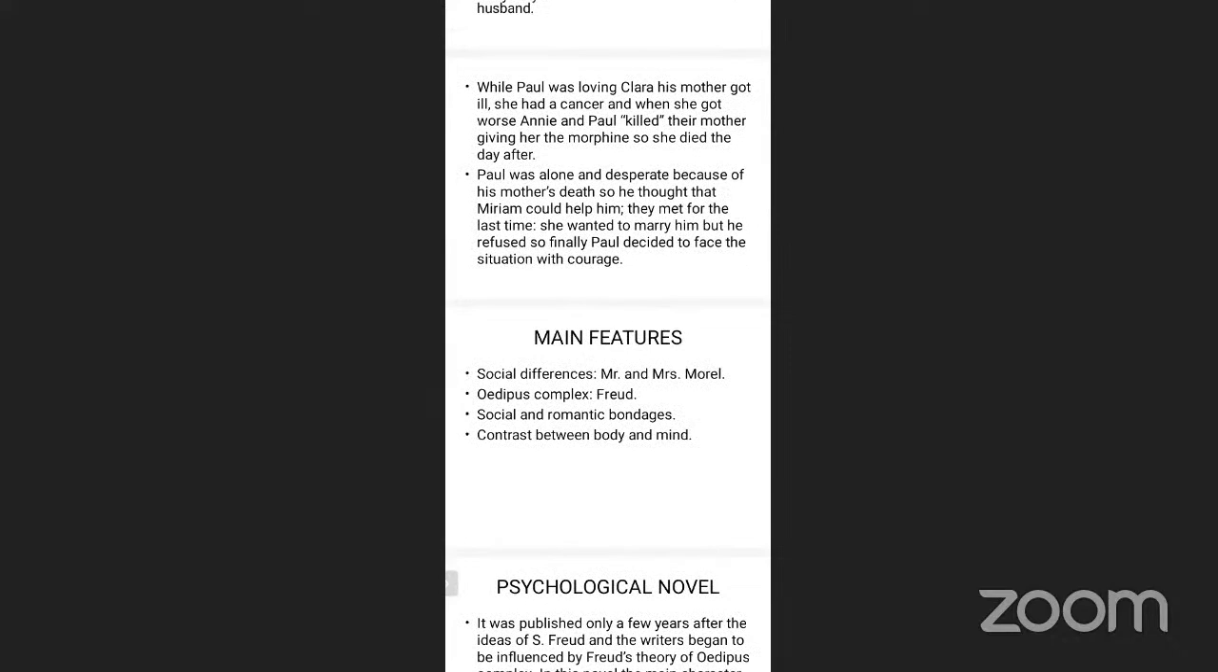Now, while Paul was loving Clara, his mother got ill. She had cancer, and when she got worse, Annie and Paul killed their mother, giving her morphine, so she died the day after. Now, the case here is that she had cancer and she was very ill. When she got worse, the other children, Annie and Paul, killed their mother, giving her morphine, so she died the day after. Now, why did they kill?